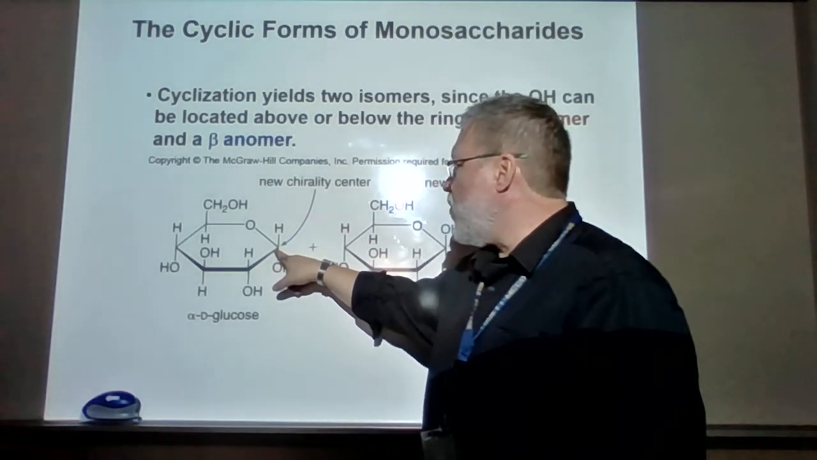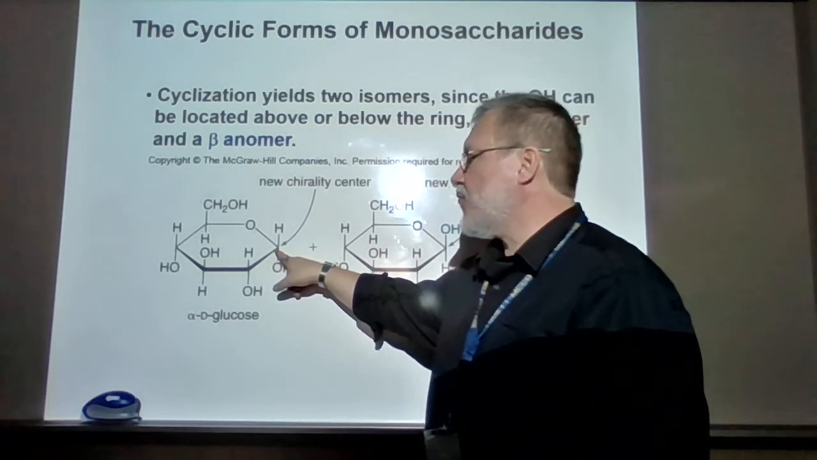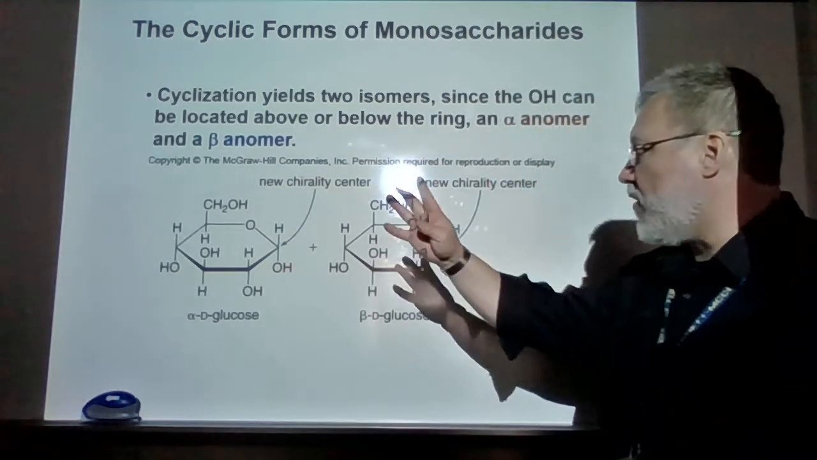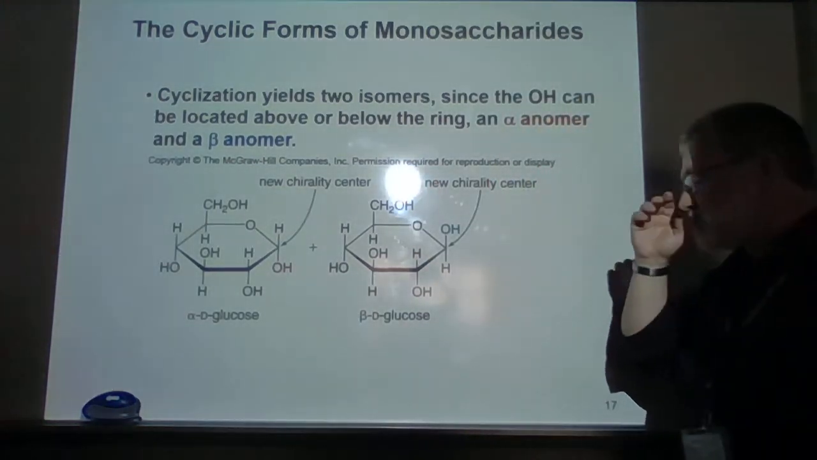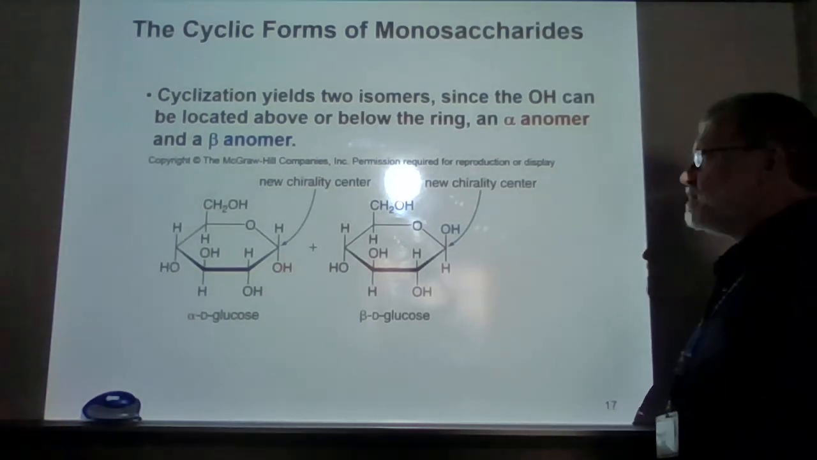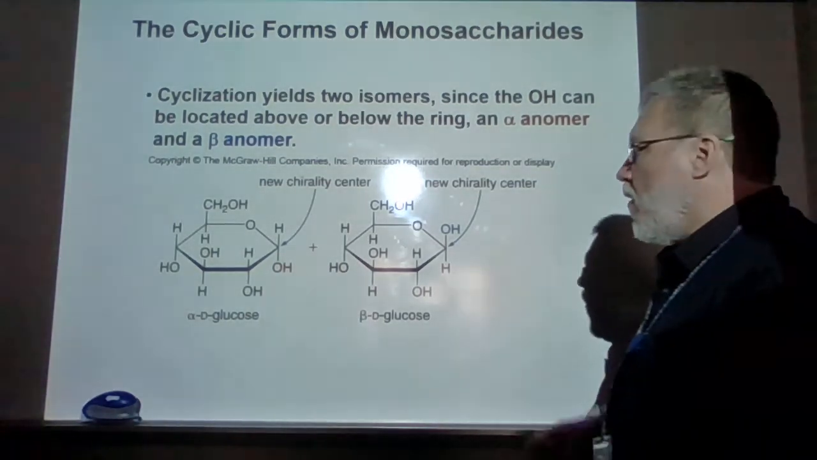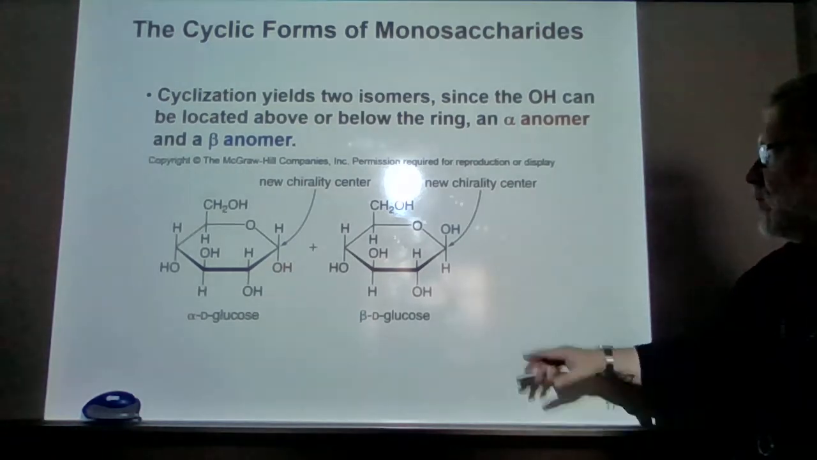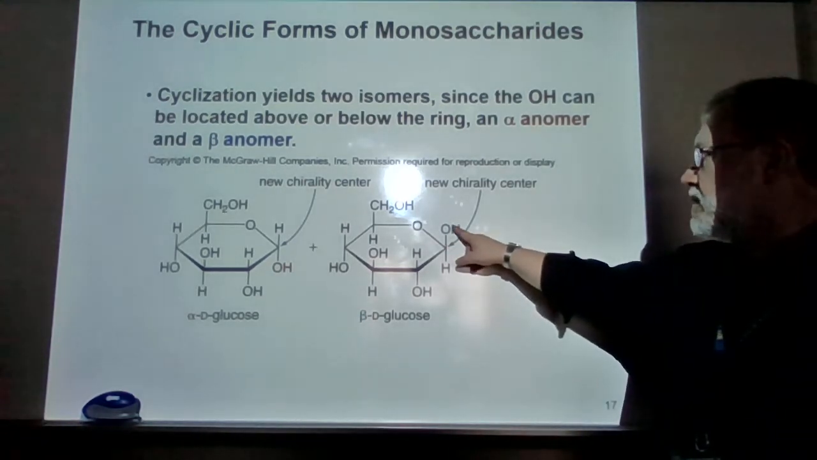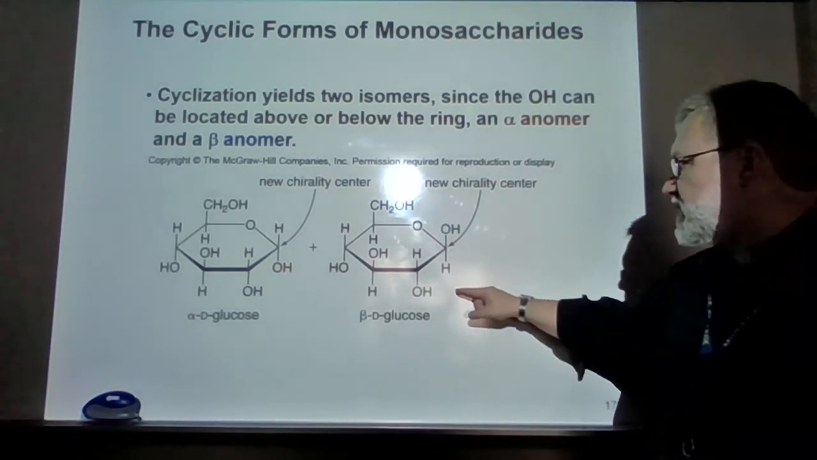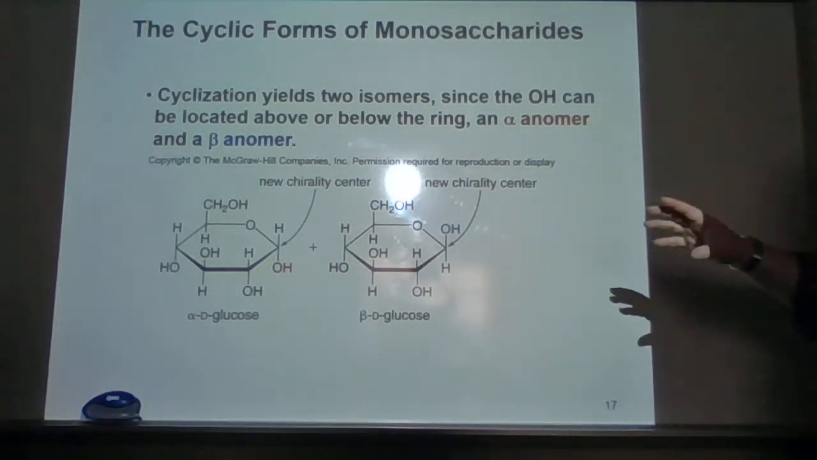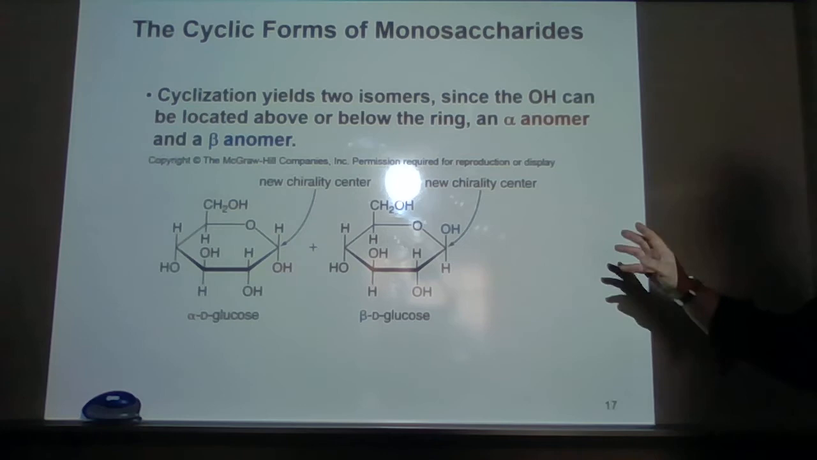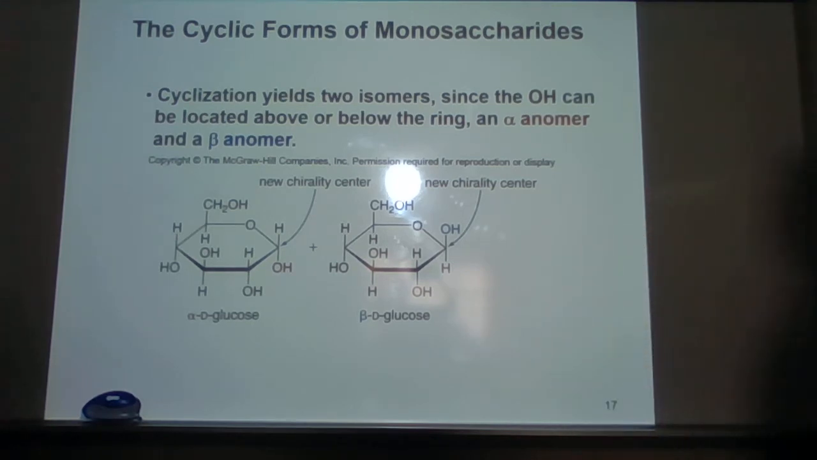This carbon was bonded to 3 different things. Now it's bonded to 4 different things. Or the other isomer where the OH ends up in the up position, giving us the beta isomer. So we can form either the alpha D-glucose or the beta D-glucose.